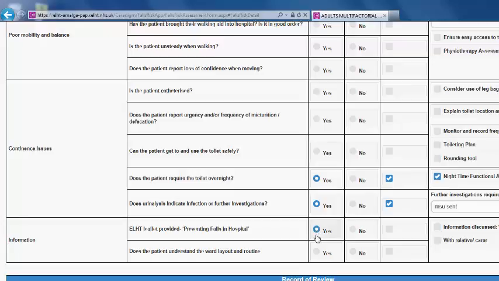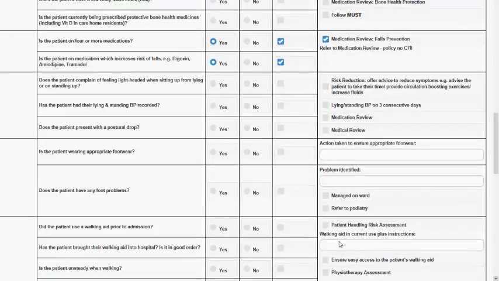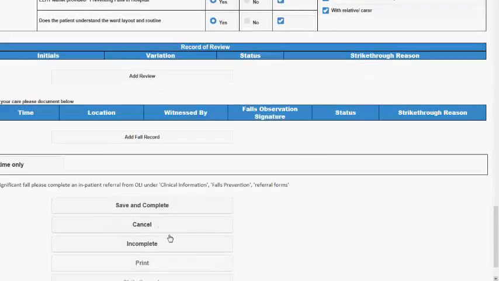We should be providing the literature to relatives and the patients and ticking yes, further action and information discussed with the patient or if necessary with the relative and carer. All these questions should be answered in a similar way. Once completed, we should be saving and completing and printing.